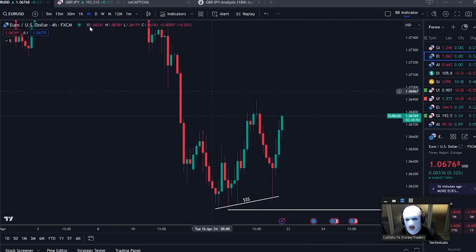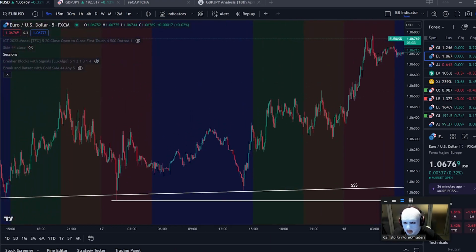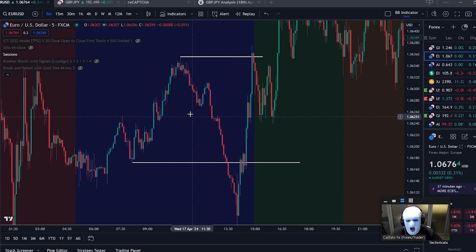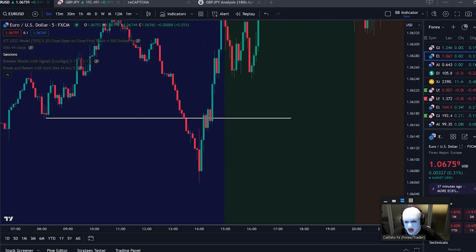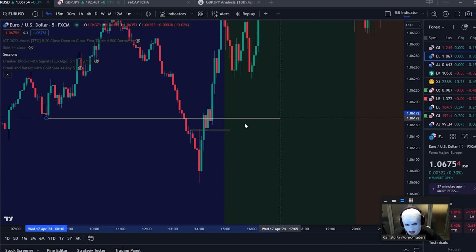So something like this. Okay, let me just turn on the sessions. Let's find one. Okay, we have a high, we have a low. Low is all the way down here. Price after the Asian session, what did price do? Dipped below, created a what? 5-minute CHoCH, as seen by this line over here.